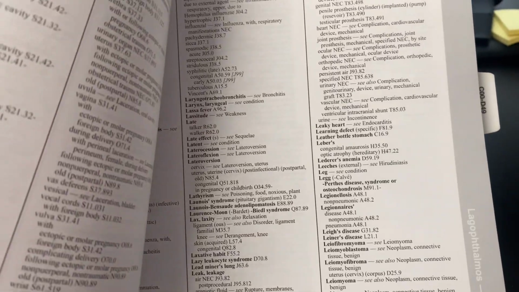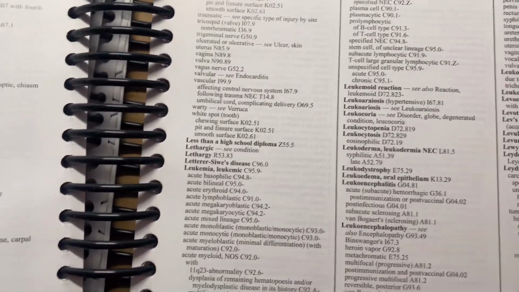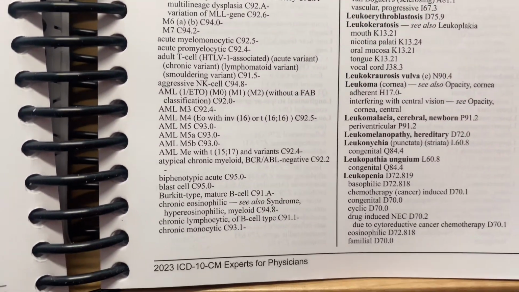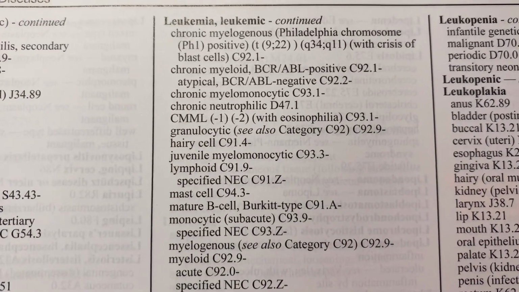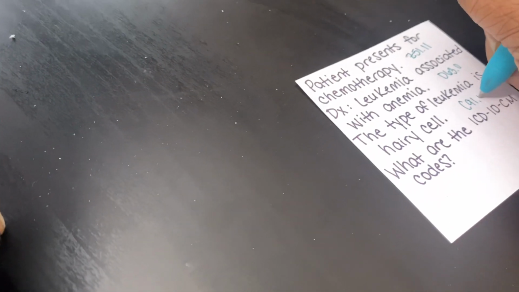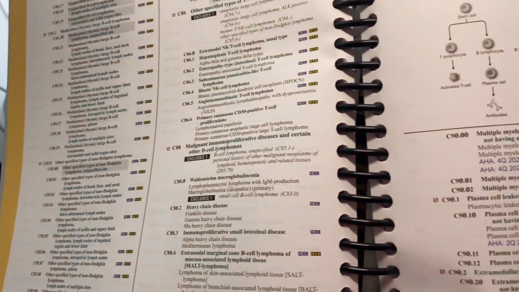So let's go ahead in our alphabetic index, and we are going to look up leukemia, which we are almost there. Right here, leukemia, and then you want to look for hairy cell, which is right there, C91.4. Once you have that, you can go ahead and write that down, C91.4, and then you need to just confirm it in your chapter.